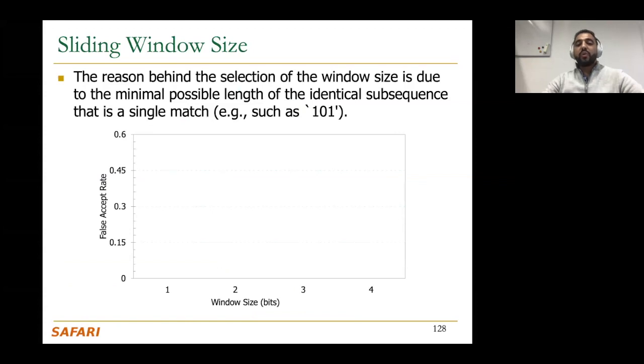Now, why do we use a window of size 4? Because we said the minimum possible length of an identical subsequence is to have only a single zero, which means, like, substitution, match, then another substitution, or substitution, match, and another deletion, for example. So the minimum is to have 3. If you have 2, then you'll have wrong calculation.